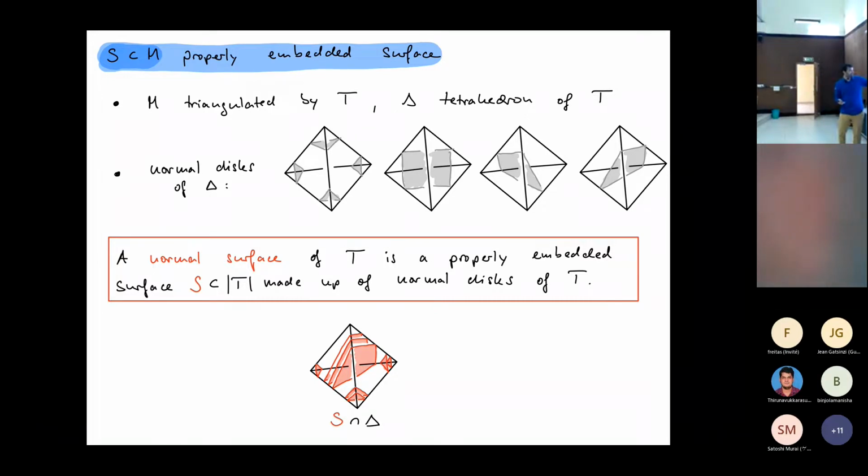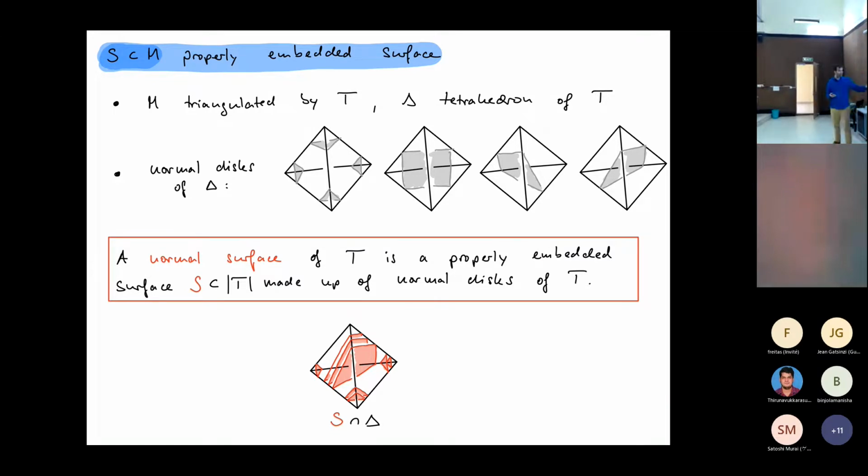So for this, look at a given tetrahedron. It has these 7 normal disks. You can chop off a vertex. You can do this with all 4 vertices, or you can separate 2 edges, right? The front and the back, the bottom left and the top right, or the top left and the bottom right. This gives you 7 disks. 4 of them are triangles, and 3 of them are quadrilaterals. And you immediately see that if you want an embedded surface made out of these pieces, you cannot have 2 distinct quadrilateral types in one tetrahedron, because then they intersect and it's not embedded.